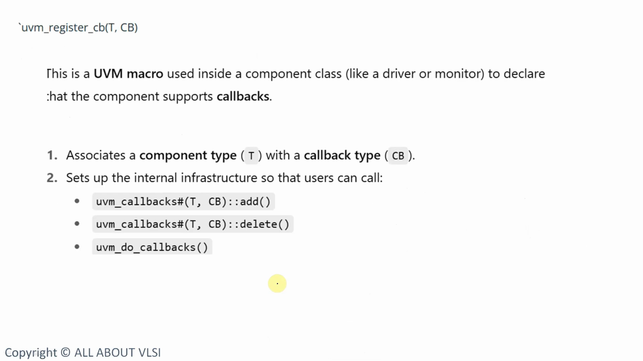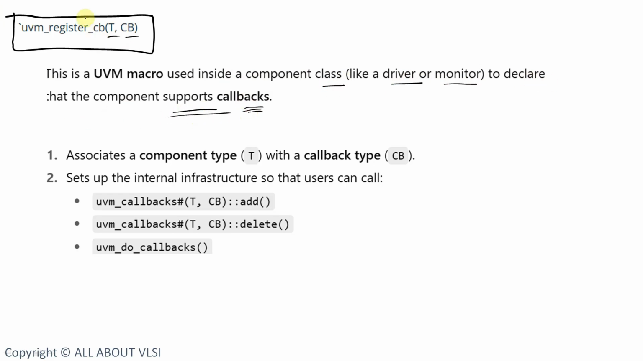First of all, let us understand the syntax of callbacks. If you want to use a callback, first you need to register the callback. How do we register a callback in UVM? We have a macro known as `uvm_register_cb(T, CB). This is a UVM macro used inside a component class like a driver or monitor to declare that the component supports callbacks. So we need to register this class.